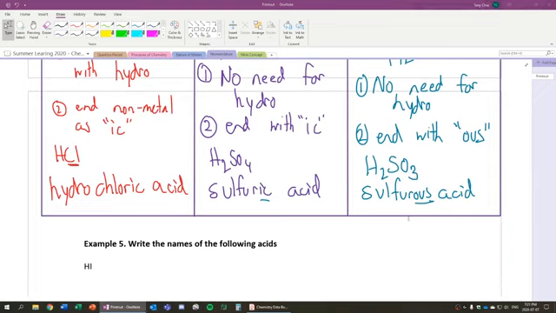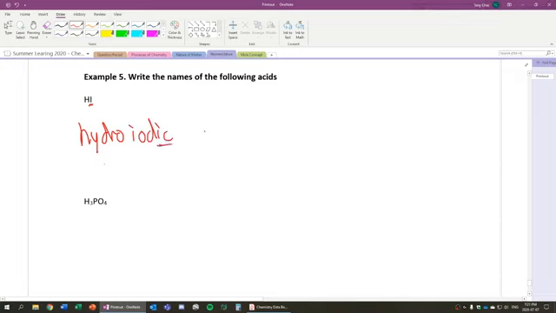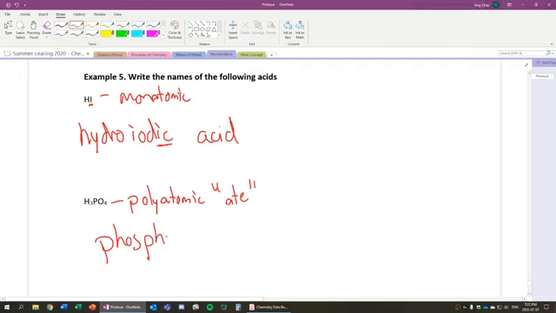So let's finish up our last few examples. So HI. HI is, as you can see here, monatomic. So you still need hydro. Well, what's I? It's iodine. So it becomes iodic acid. So hydroiodic acid, because you need hydro because it's monatomic. Okay, so if you want to write this down, this is monatomic. Okay? This one is polyatomic, because PO4 is polyatomic. Now, what kind of polyatomic is this? It is phosphate. It's an ate polyatomic, which means it should end in ic still. You don't need hydro anymore, so it's phosphoric acid. Okay, it ends in ic.